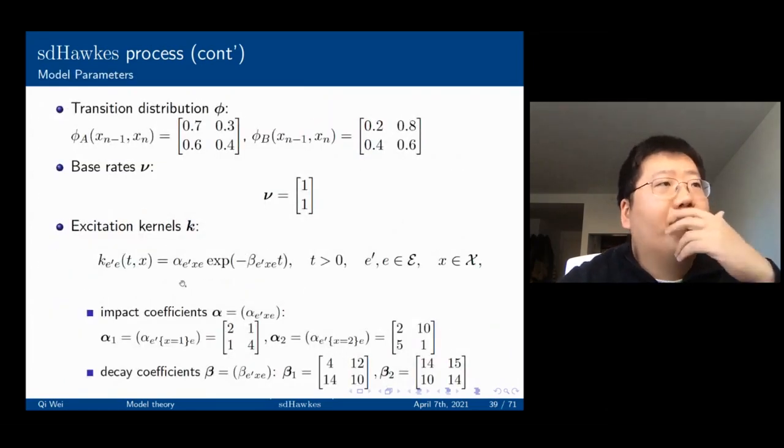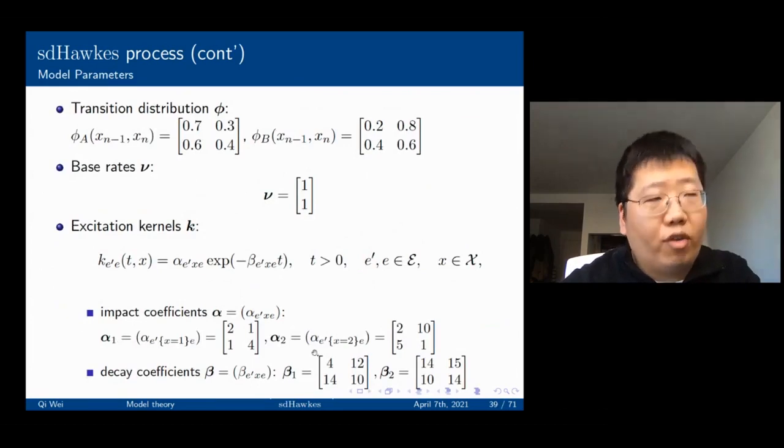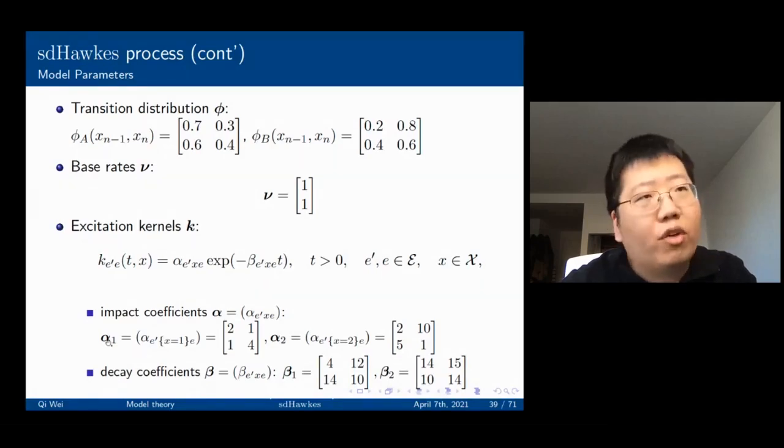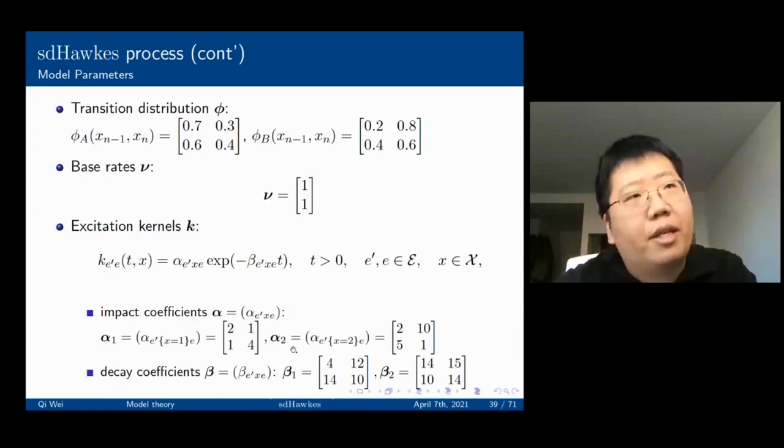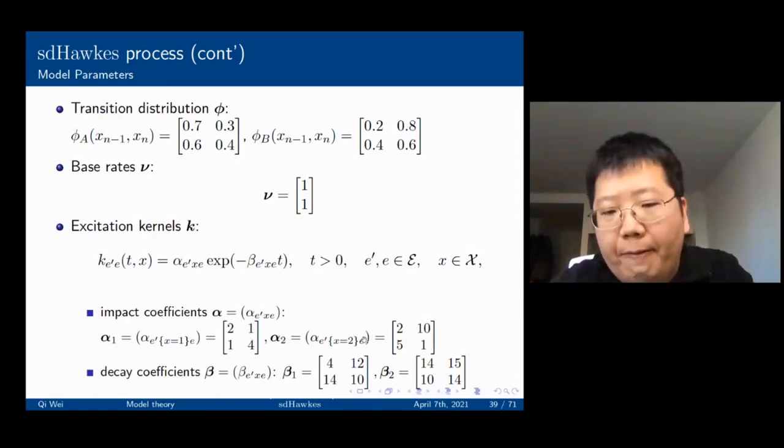So here is an example. You have this alpha 1, alpha 2. Alpha 1 characterizes excitation when state equals 1. Alpha 2 characterizes excitation when state equals 2. So you have two more parameters to estimate.